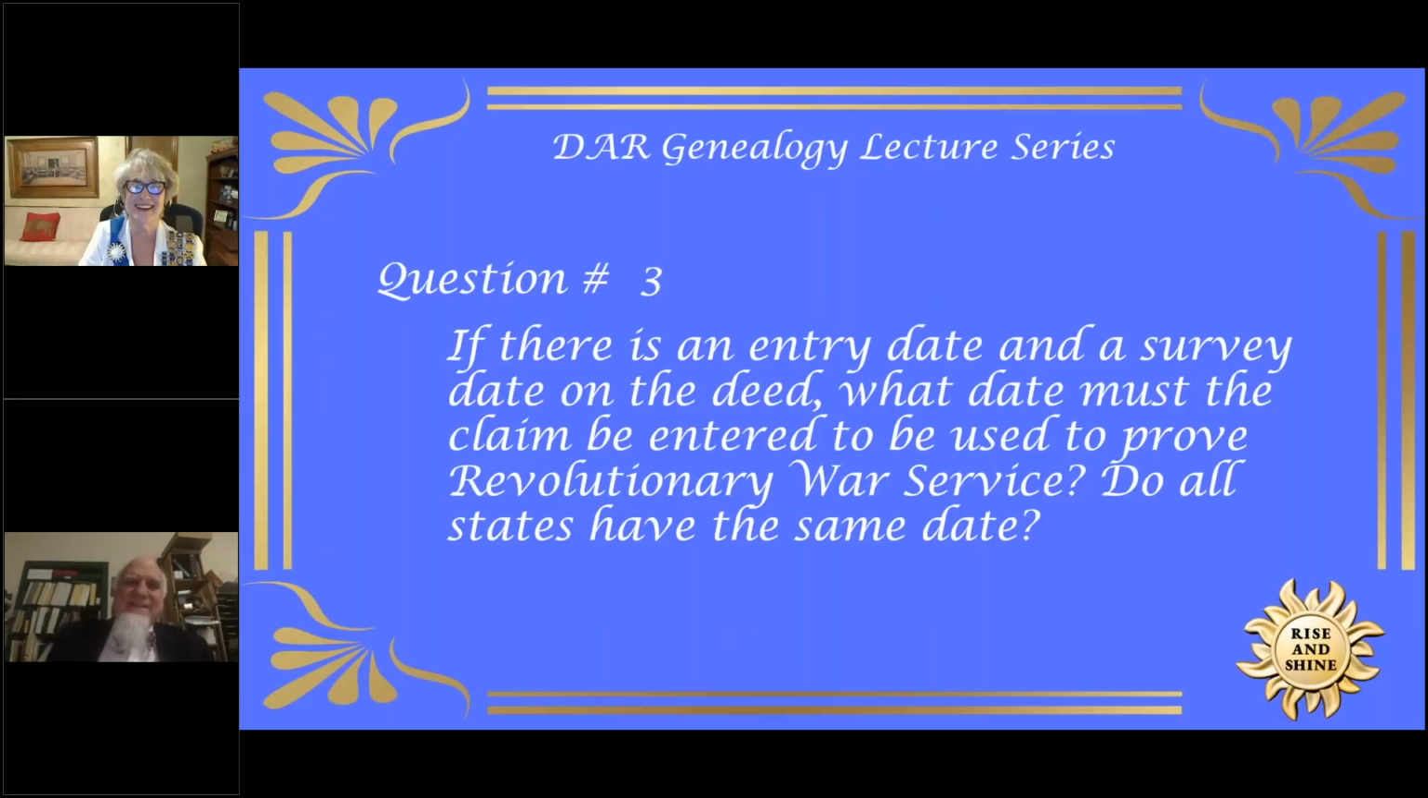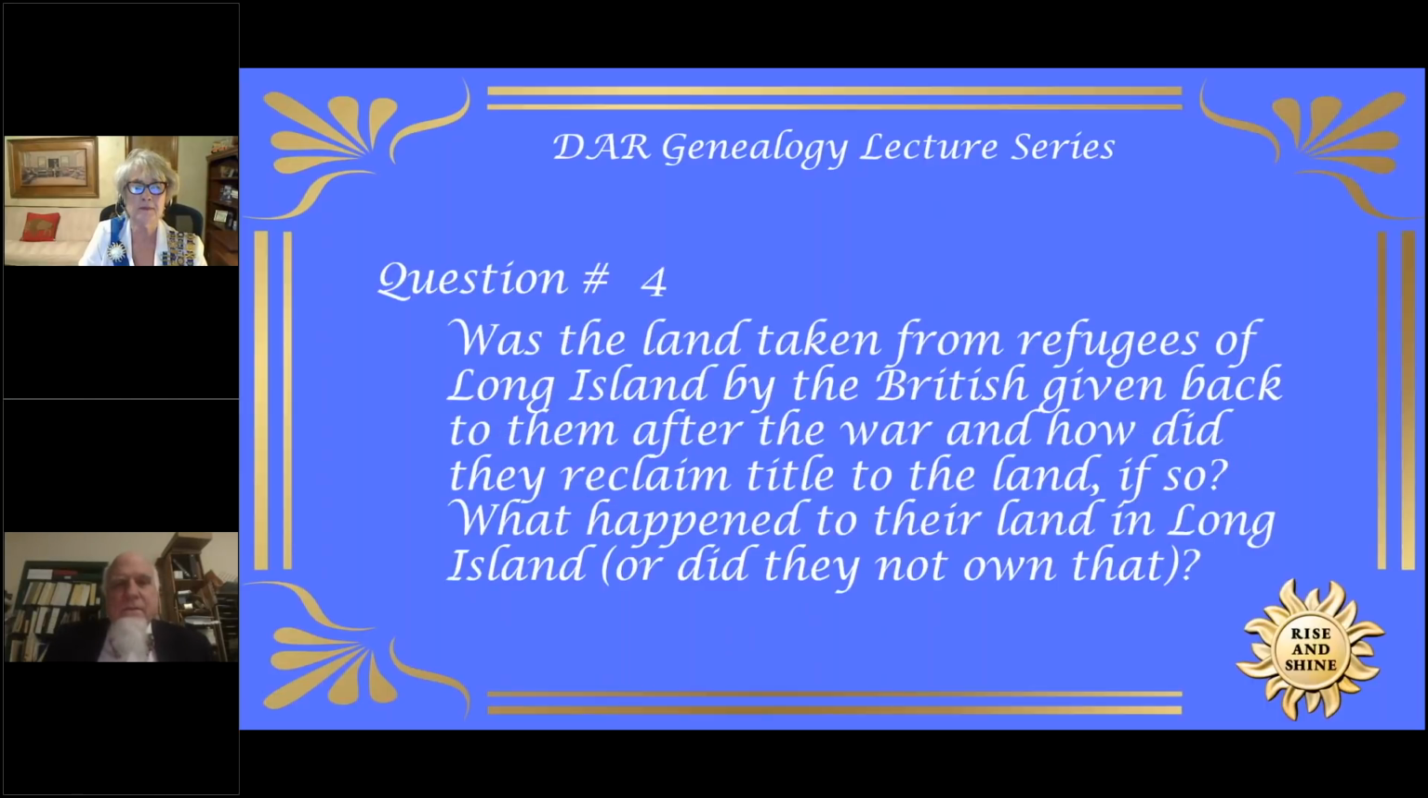Okay. All right. Question number 4. Was the land taken from refugees of Long Island by the British given back to them after the war? And how did they reclaim title to the land? If so, what happened to their land in Long Island? Or did they even own that? The answer to that question varies as a function of who it is coming back and trying to get the land.